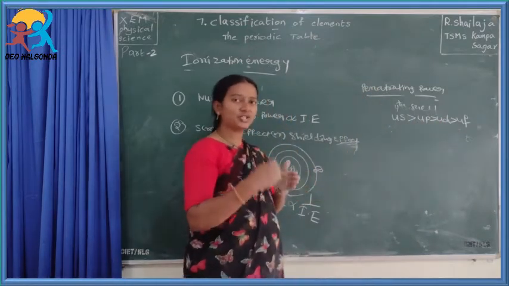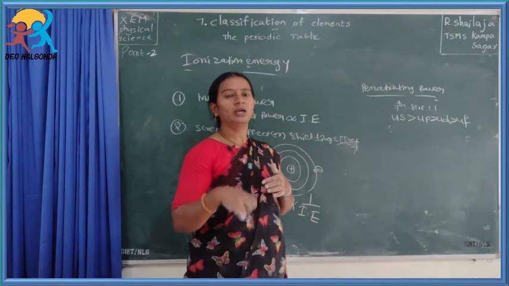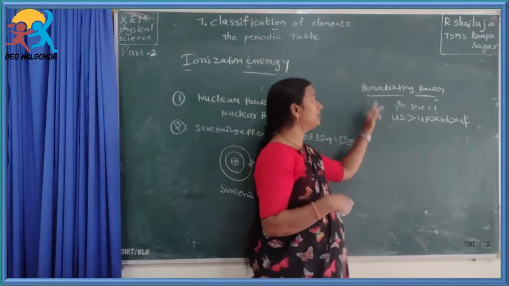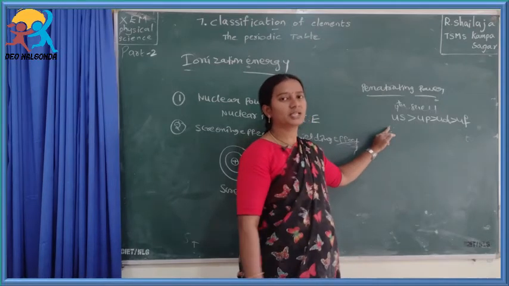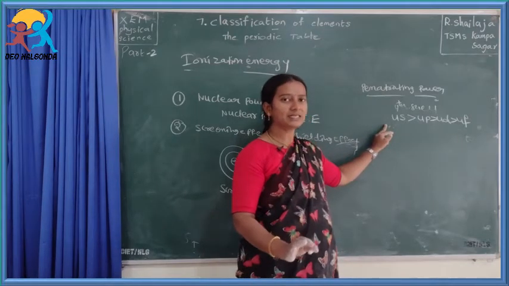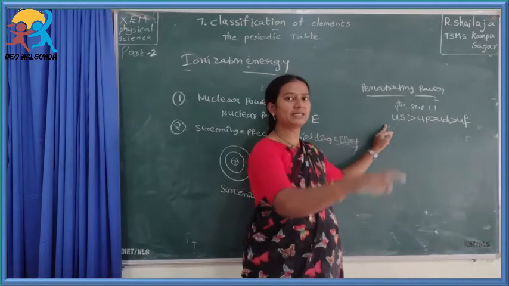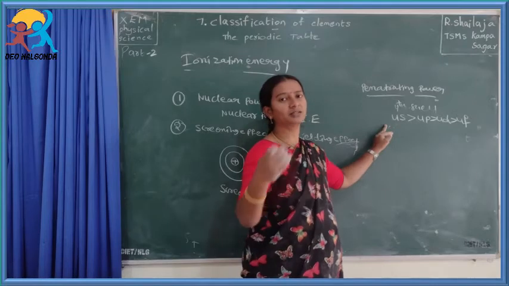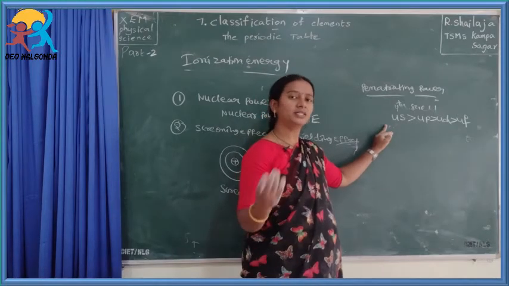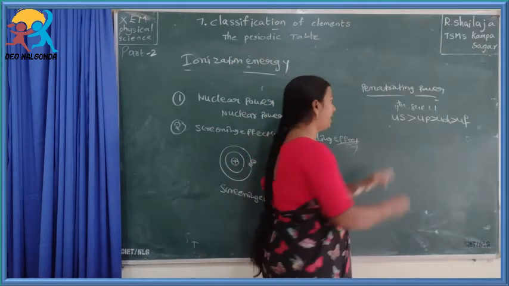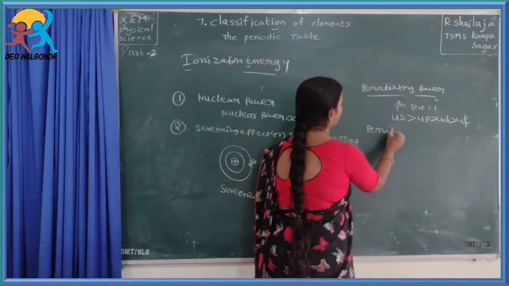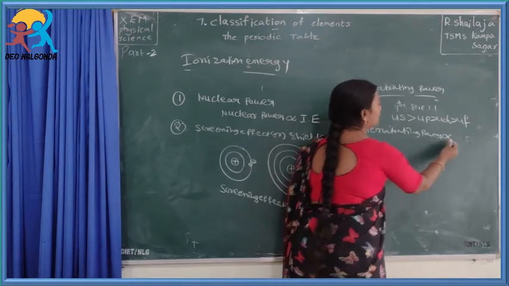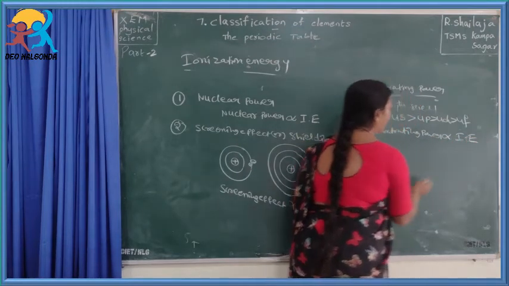So, if any subshell is more inside the atom, removing an electron from that inner subshell is difficult. So, if penetrating power is more, ionization energy is also more. If penetrating power is less, the electron is not deep inside the atom. If any electron is deep inside the atom, it is difficult to remove, so more energy is required to remove the electron. So, penetrating power is directly proportional to ionization energy.